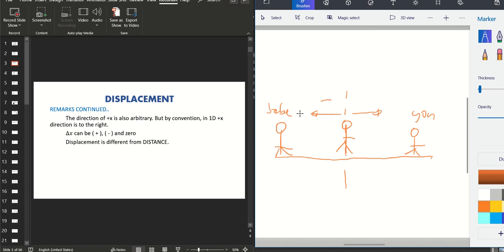Pwedeng sabihin na every time that you're going to the left, it's positive, and every time that you're going to the right is negative. So that's arbitrary. That's the meaning of arbitrary. So you can set it anywhere you want, but you have to be consistent. Because when you say that going to the left is positive, dapat hanggang sa dulo, positive lagi ang going to the left, and negative ang going to the right. So that's the point. So displacement can either be a positive one or a negative one.